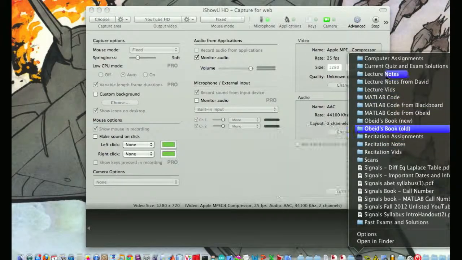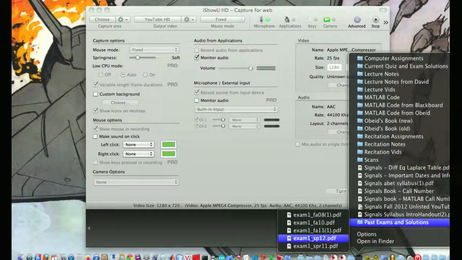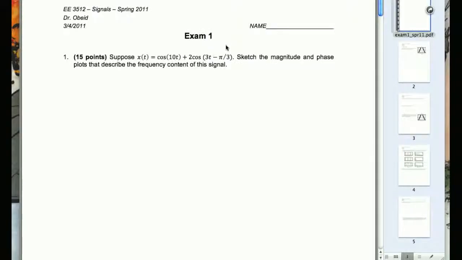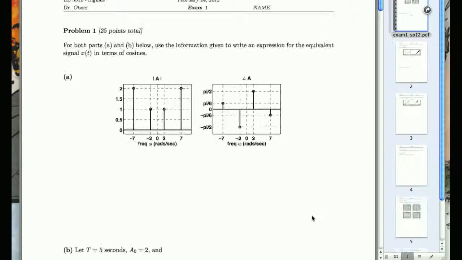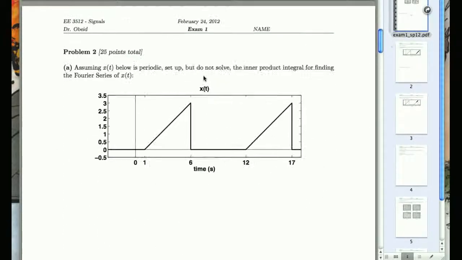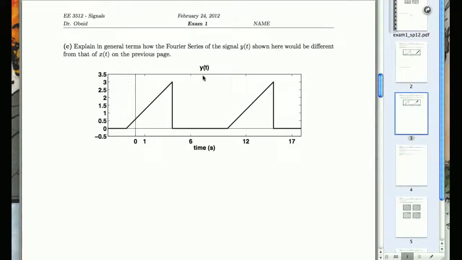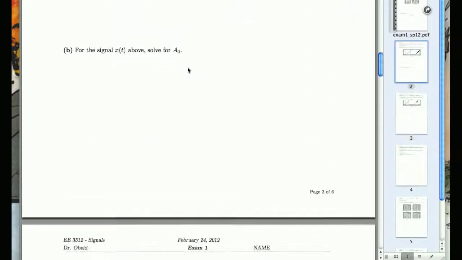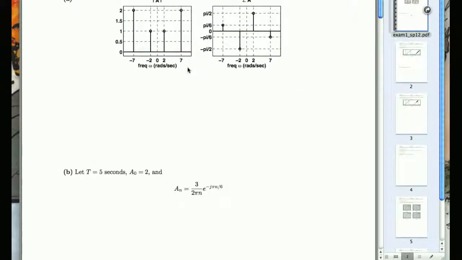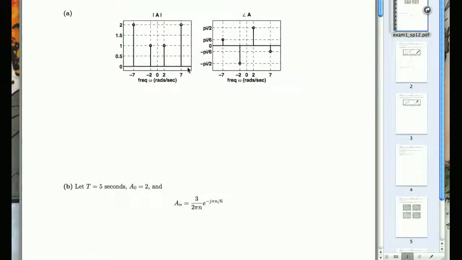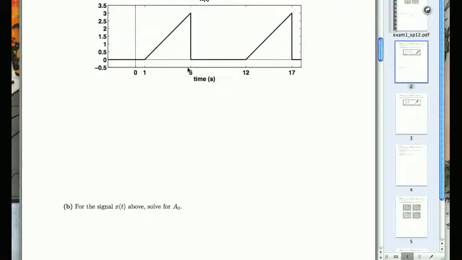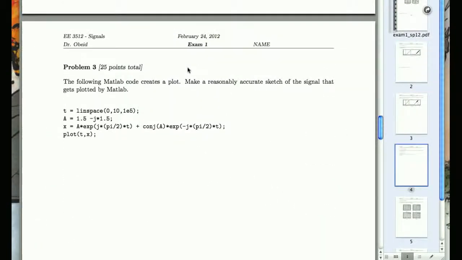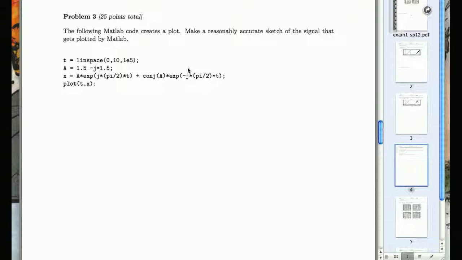So we're looking at spring 2012, exam problem 3, where I've given you some MATLAB code, and I asked you to get a reasonably accurate sketch of what's going on. There's two relevant bits of information. The first bit is A, which is 1.5 minus j times 1.5. There's another crucial bit of information I give you. Any takers?